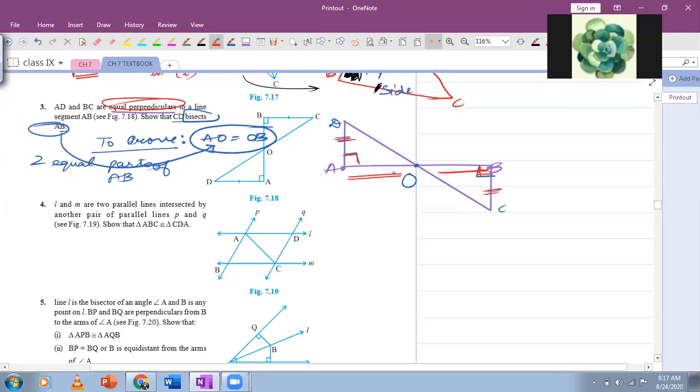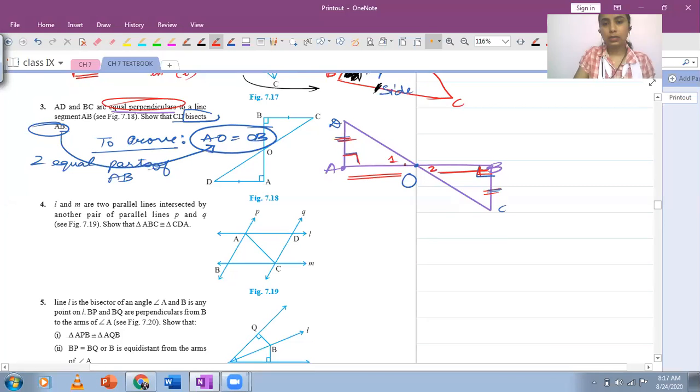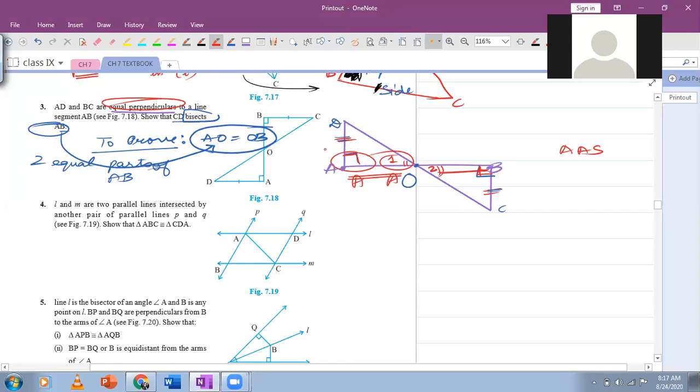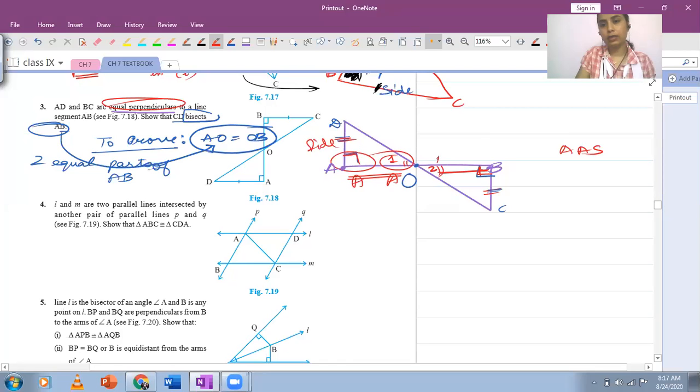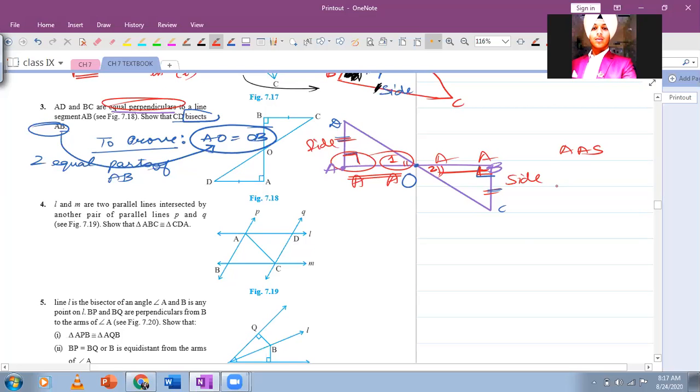Which one could that be? Vertically opposite angles. That's correct. We can take these two vertically opposite angles, and then the rule that will be applicable here will be AAS. There are two angles and then the side. So we have angle, and this is the side. And over here, RHS.